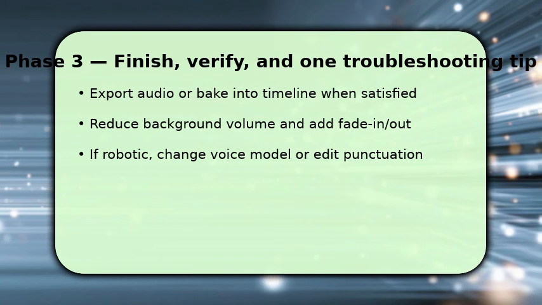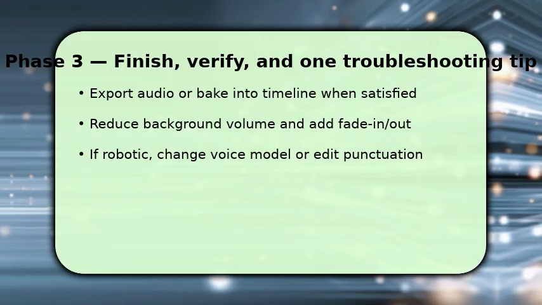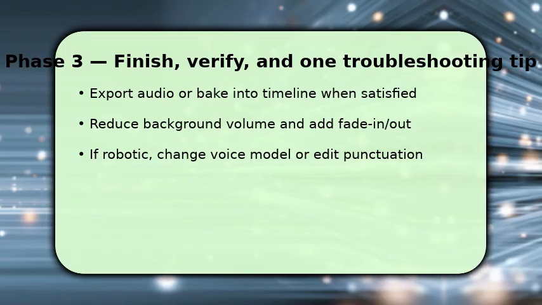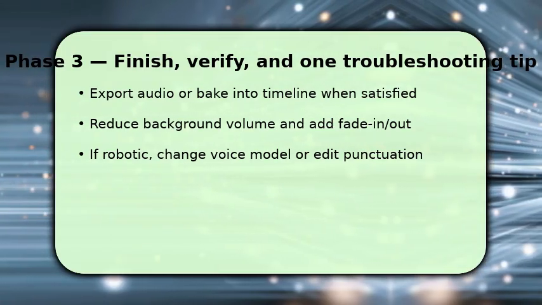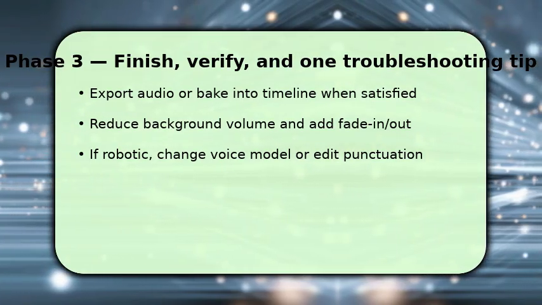Make sure to lower background track volume and add a short fade in and fade out for smoothness. If the TTS sounds robotic, switch to a different voice model or rework punctuation and sentence breaks. Shorter sentences often sound more natural. If generation fails, restart the app or re-import the clip.